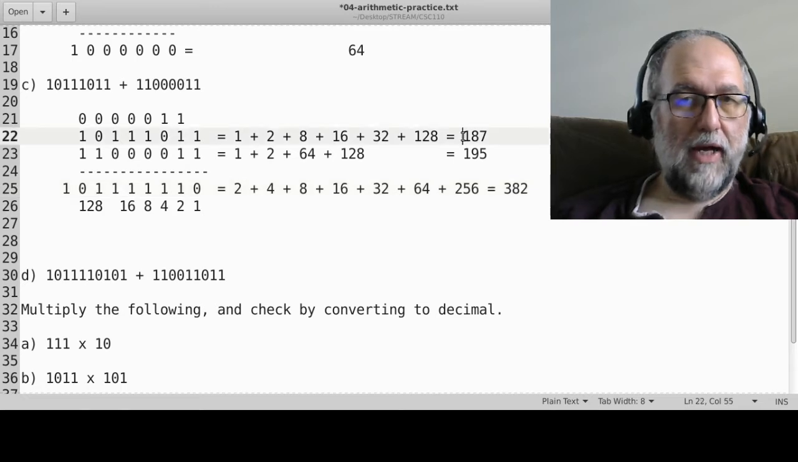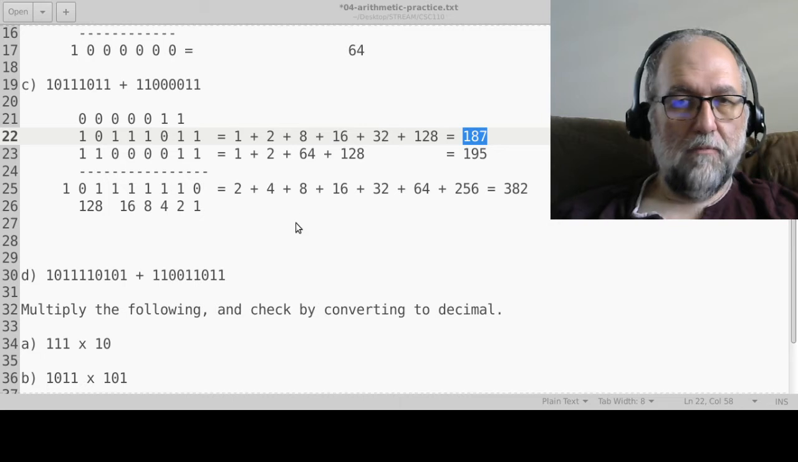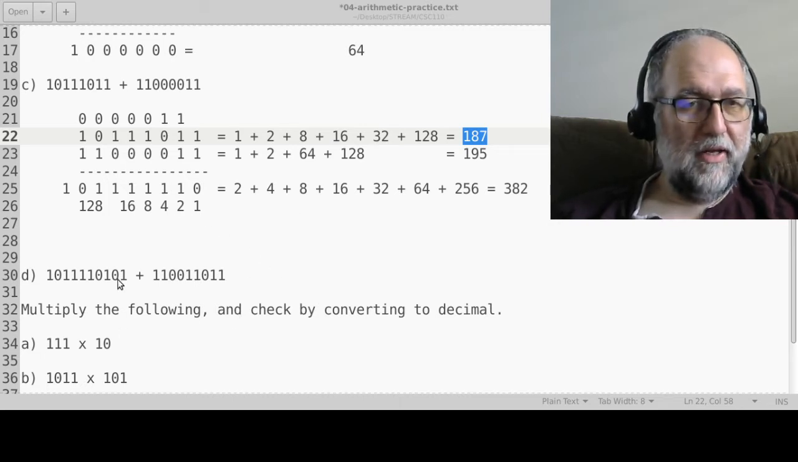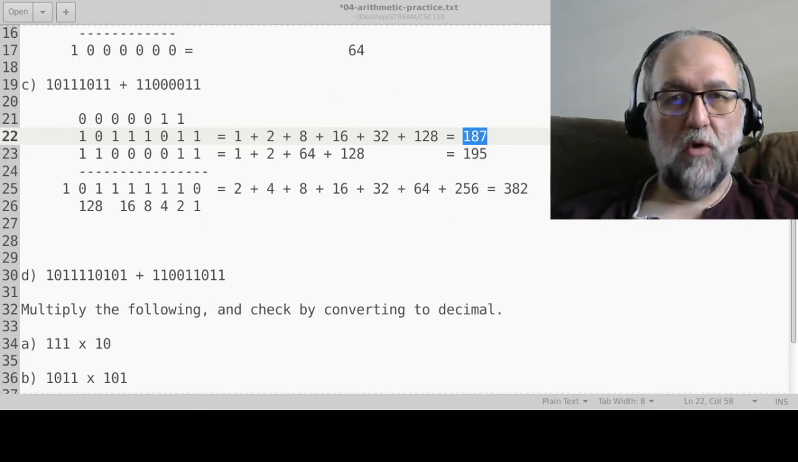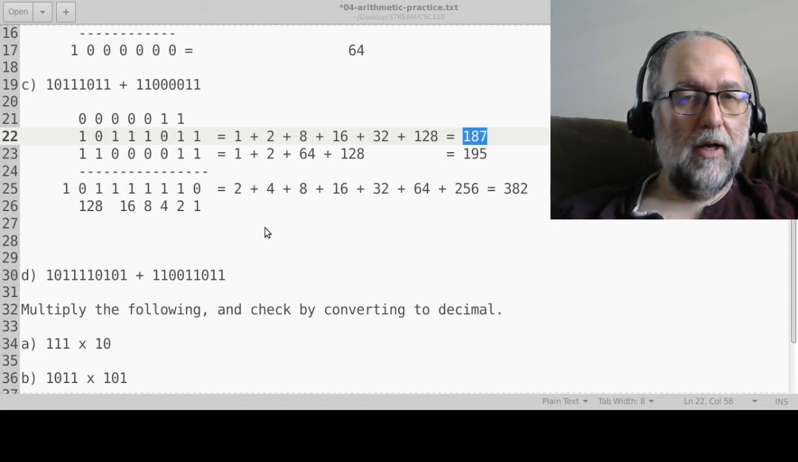Okay, now does 187 plus 195 equal 382? Let me check on my calculator here. It better, otherwise there's something wrong. So 187 plus 195 equals 382. Okay, so great, it worked out. Okay, so there you go.